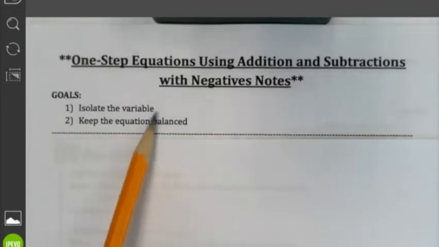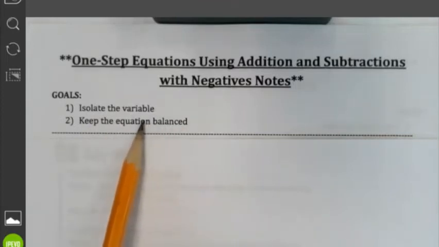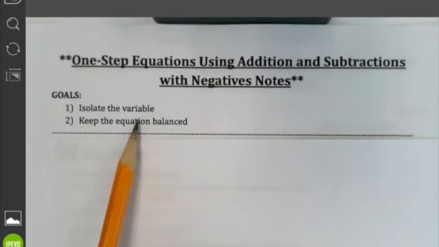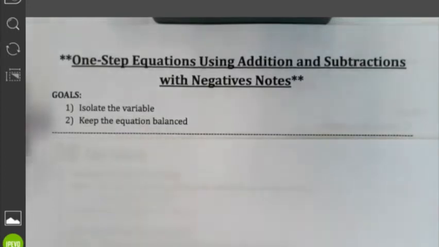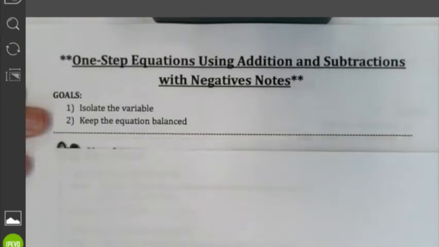I compared that to if you have a sibling and your sibling gets dessert with dinner and you would not get dessert with dinner, that would not be equal. So an equation is the same thing. If you do something on one side of the equation, you must do the same thing to the other side of the equation.